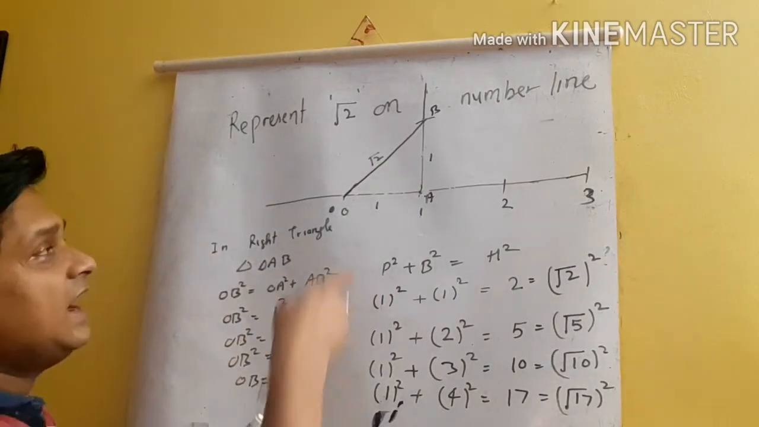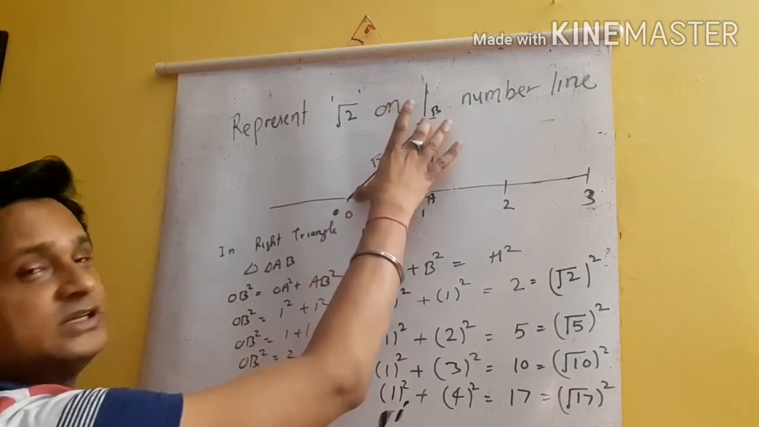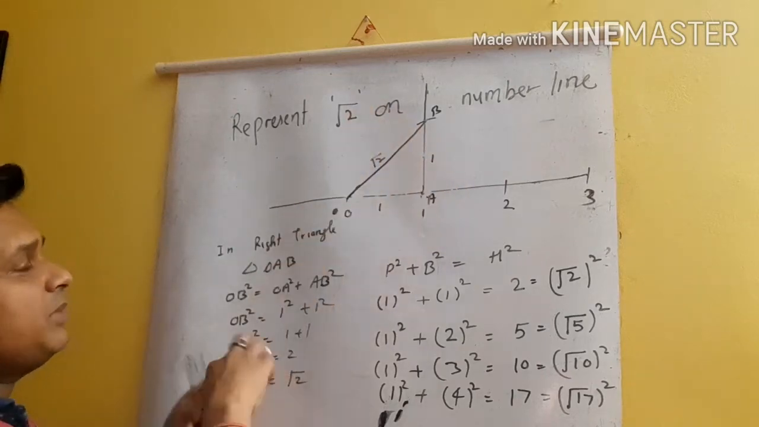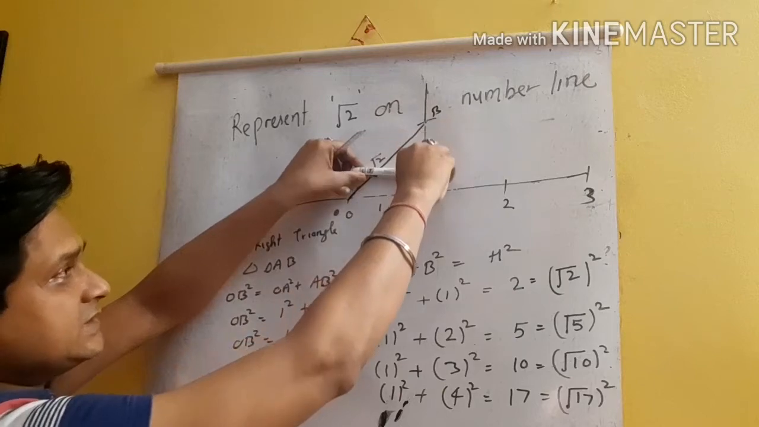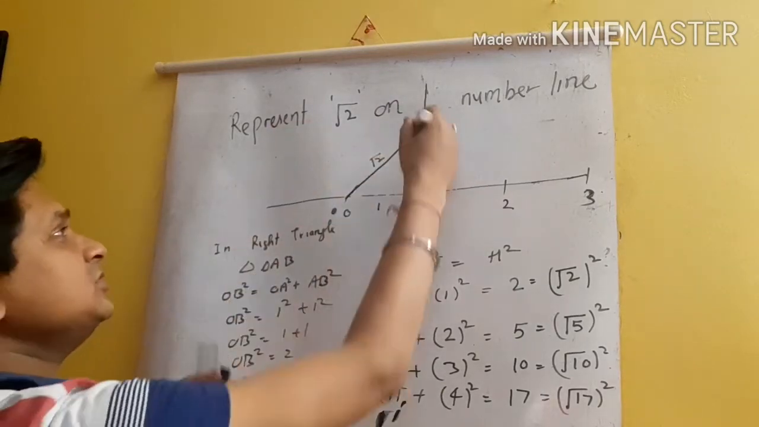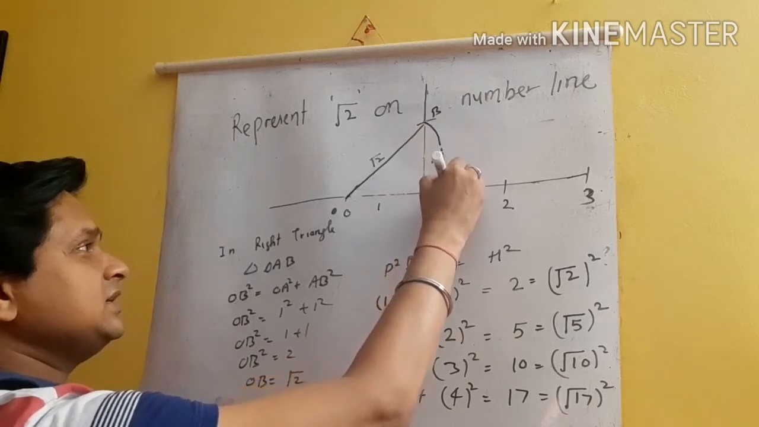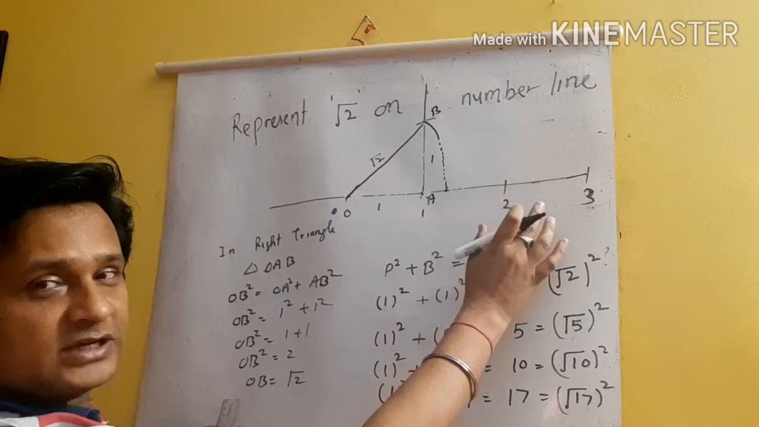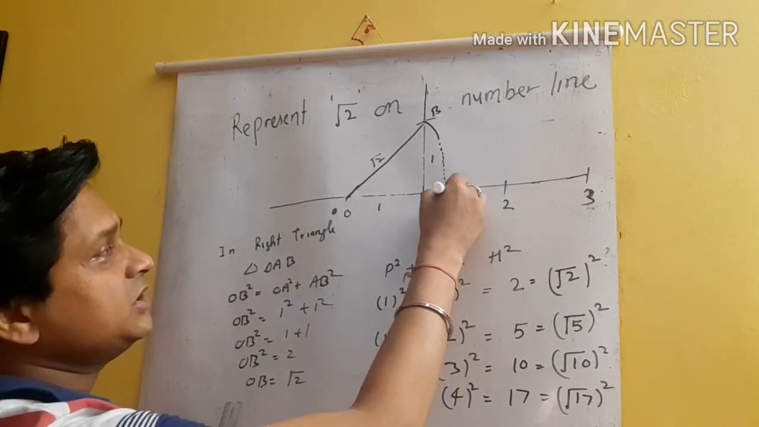So what I will do, I will take the compass and I will measure this distance, and I will drop an arc like this. Suppose if I drop the arc, it will cut somewhere here. So this point where it will cut the number line, this will be point C, and this will represent root 2.